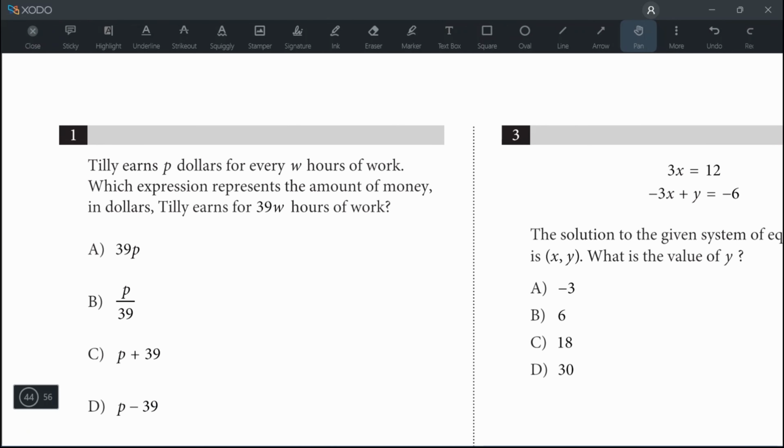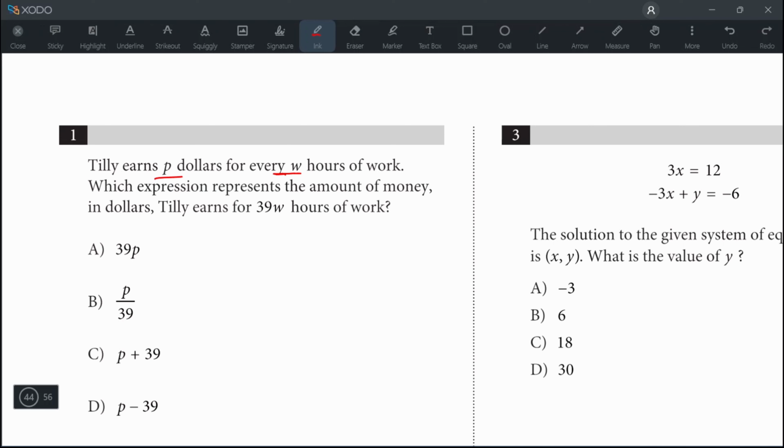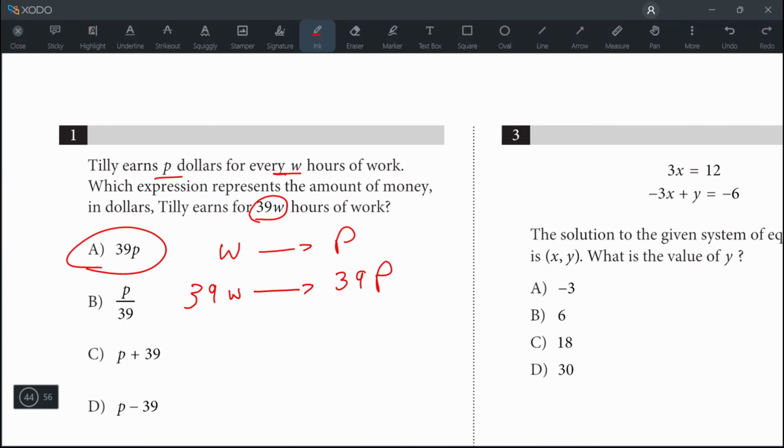Question number 1. Tilly earns P dollars for every W hours of work. Which expression represents the amount of money in dollars Tilly earns for 39 W hours of work? So when Tilly works W hours, she gets P dollars. What if we multiply W by 39? If we multiply W by 39, we need to multiply the amount of money she gained by 39 as well. So we'll have 39P. So the answer for this question is A. And I think that's a ratios question.